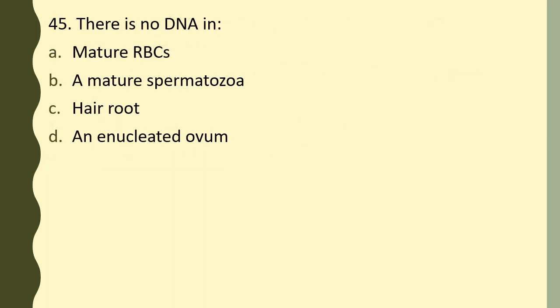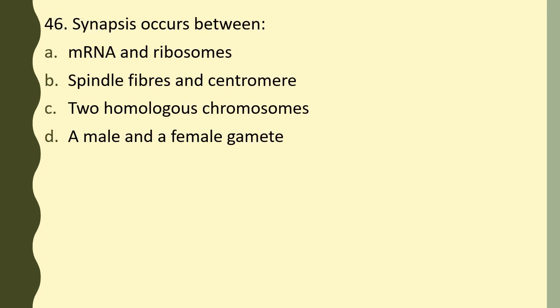Question number 45. There is no DNA in mature RBC, a mature spermatozoa, hair root, or enucleated ovum. No DNA is seen in. Correct answer is option A, in a mature RBC there is no DNA. Question number 46. Synapsis occurs between mRNA and ribosomes, spindle fiber and centromere, two homologous chromosomes, a male and a female gamete. Synapsis occurs between. Correct answer is option C, two homologous chromosomes.